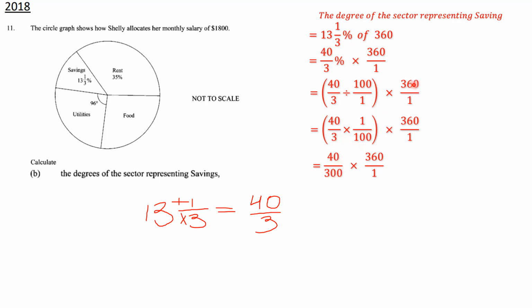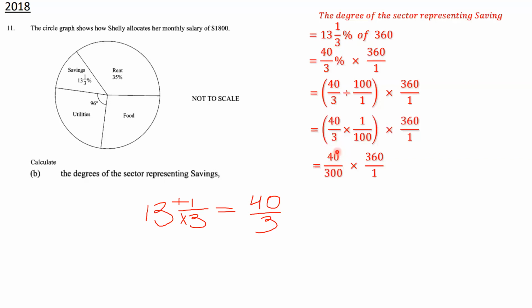The 360 over 1, we keep that all along. We do not change it. And so we have 40 over 300. And that is 40 over 3%, right? So 40 over 3% is exactly 40 over 300 in terms of a fraction. And so now we're ready to multiply.